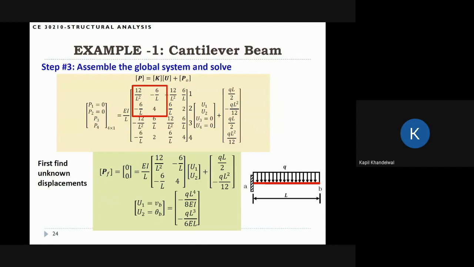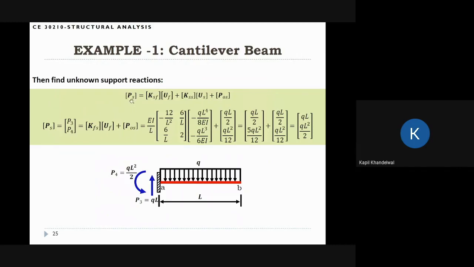So this completes the analysis of a cantilever beam, but we can also calculate the support reactions, P3 and P4. To calculate P3 and P4, we just have to back substitute the results. If you recall the relationship for support reactions, we have PS is KSF UF plus KSS US plus POS. In this case, US is 0 because US is U3, U4, so we don't really need this multiplication here. We just do KSF UF plus POS.